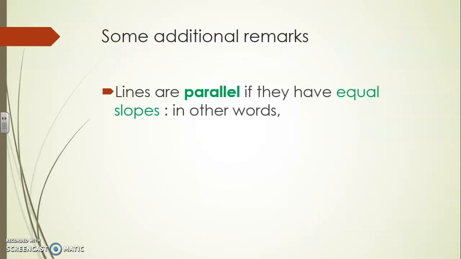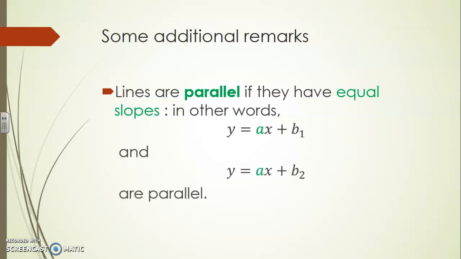Here are some additional remarks about lines. Lines are parallel if they have equal slopes. In other words, y equals ax plus b1, and y equals ax plus b2 are parallel lines.